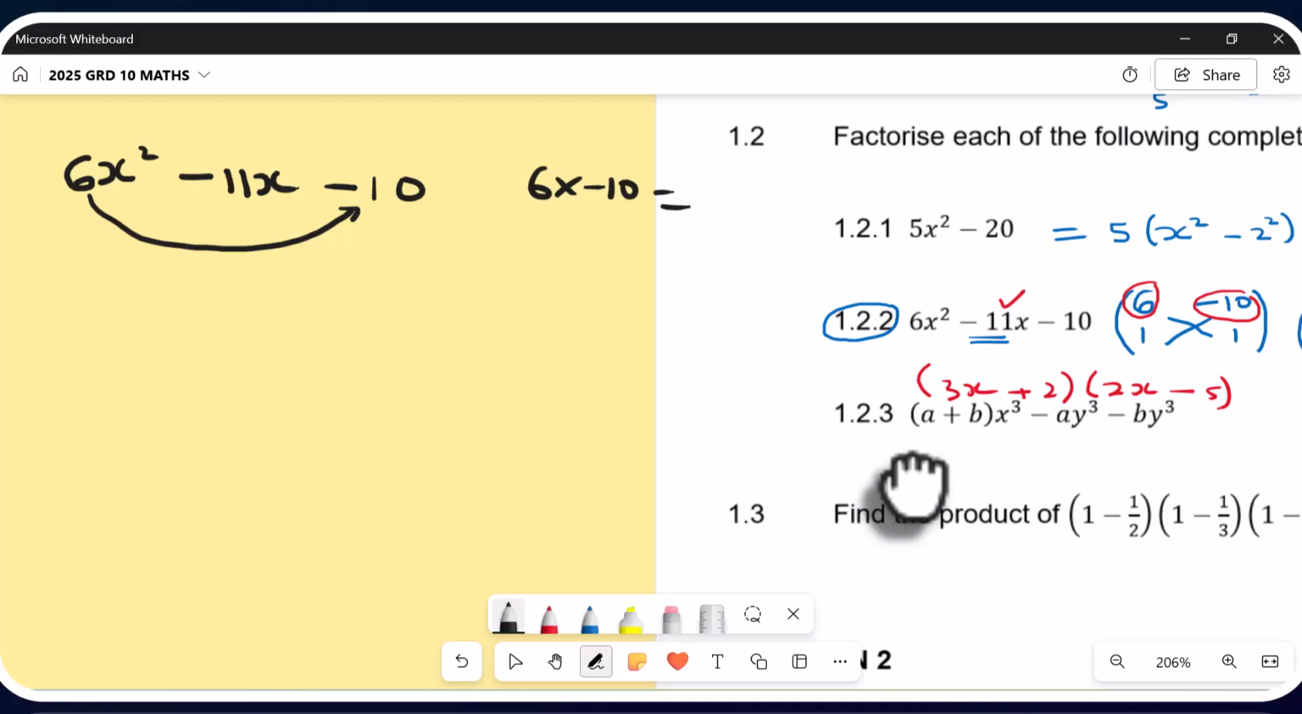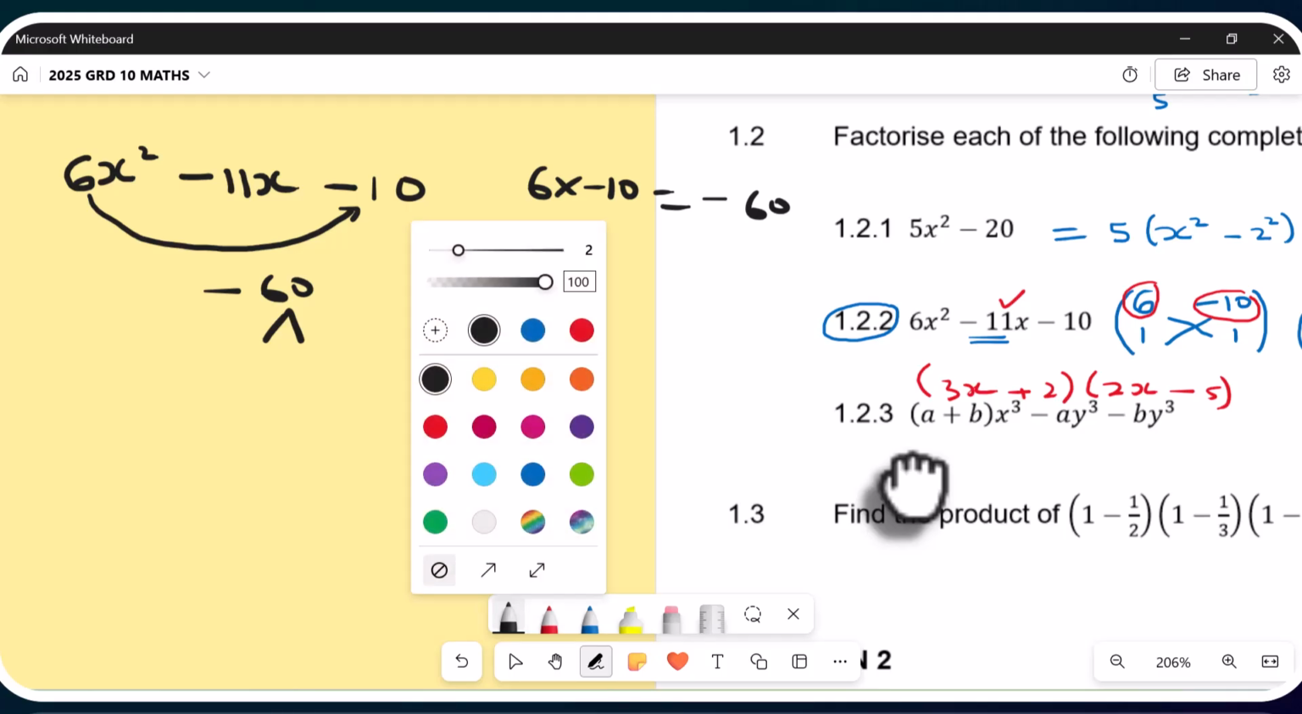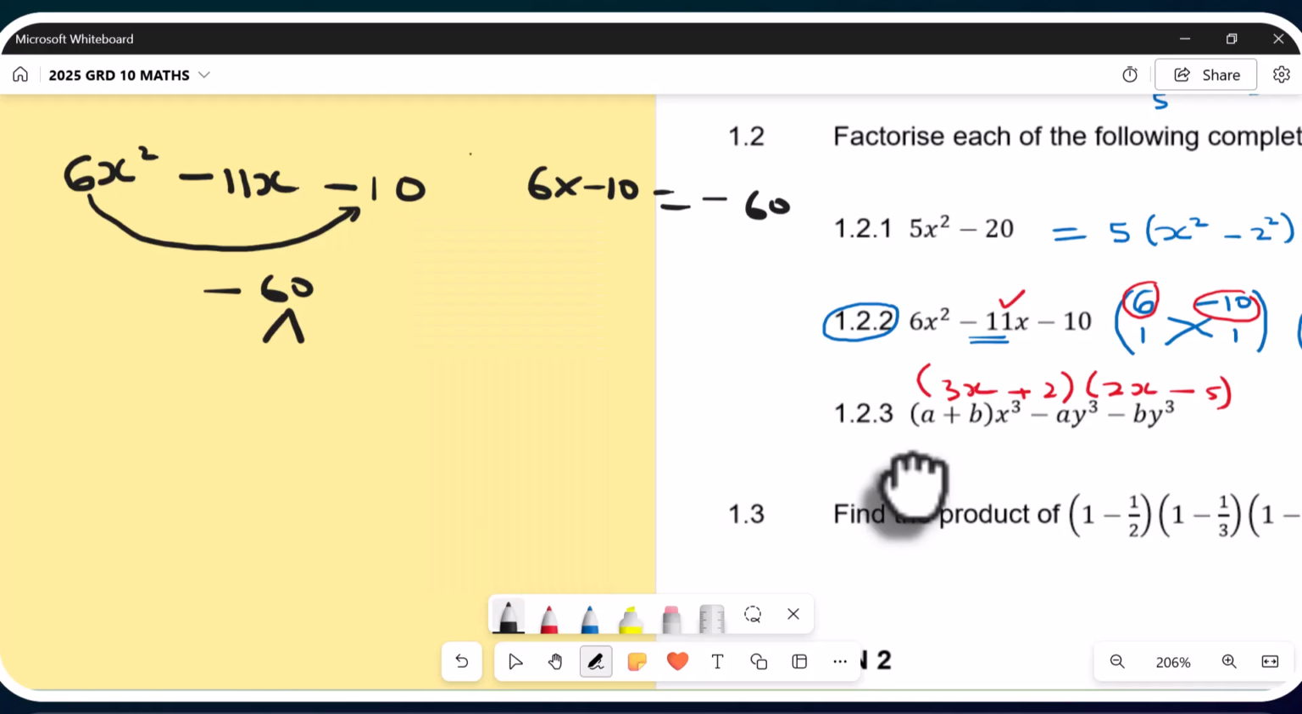Now we have the pairs. So tell me what is common here. It is 3x. And what am I left with now? 2x, and what's remaining here is minus 5, isn't it? What is common in this pair? It is a 2, right? What am I left with now? 2x minus a 5, isn't it?